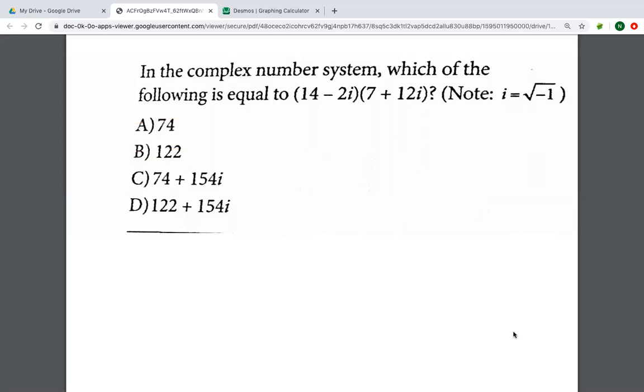Okay, so knowing that, my next step, I took notice that with my remaining answers, both of them have 154 i. Which means that you know how you do the first terms, then the outer terms, then the inner terms, and the last terms. What this tells me is that I don't need my outer inner step. I just need to look at my first and my last. So I'm going to do 14 times 7 plus -2i times 12i.